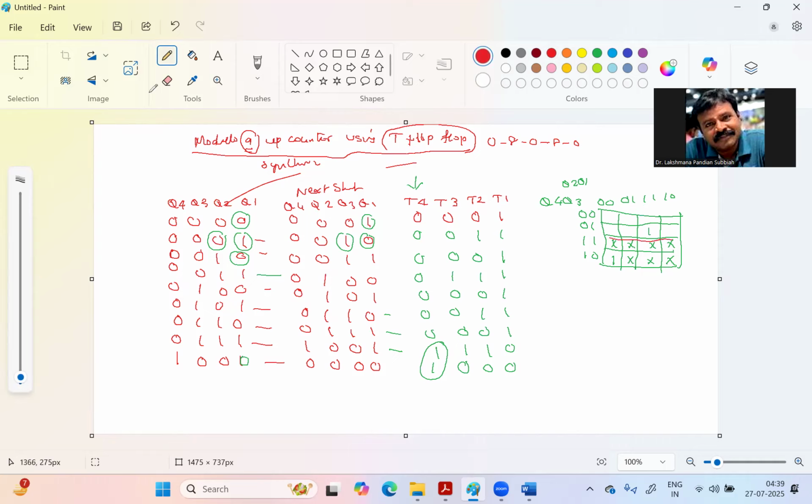Here we have a group of 8 together because of the don't cares. Now this is T4. So T4 equals, for this case, the common term is Q4, plus here this is a pair. Here the common terms are Q3, Q2, Q1. This is T4. Next, T3.